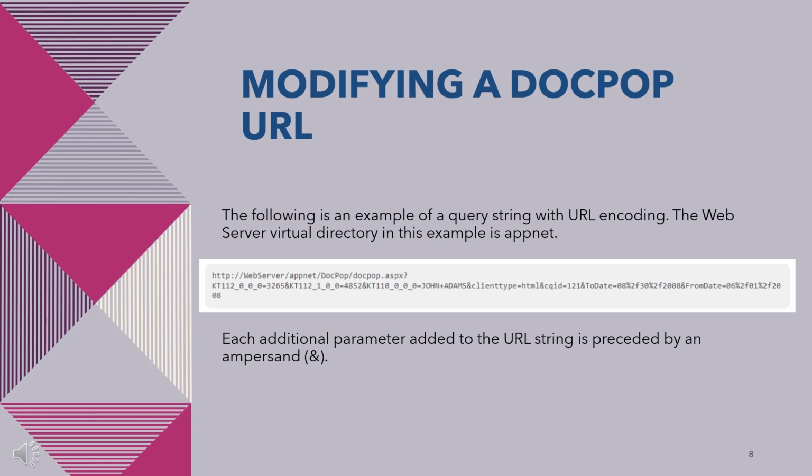The following is an example of a query string with URL encoding. The web server virtual directory in this example is appnet. Each additional parameter added to the URL string is preceded by an ampersand.